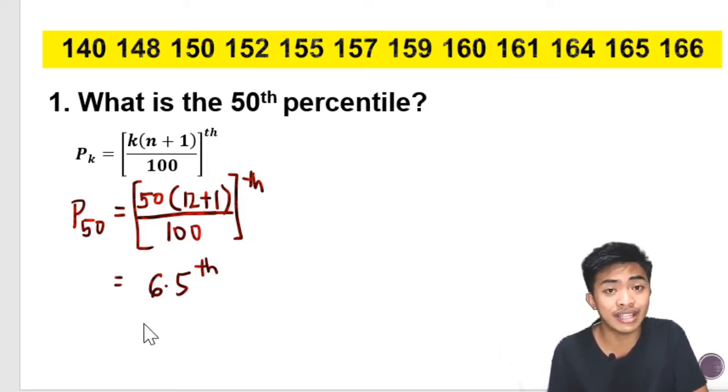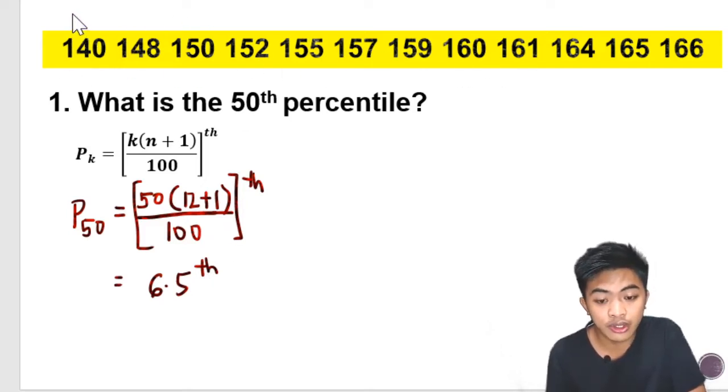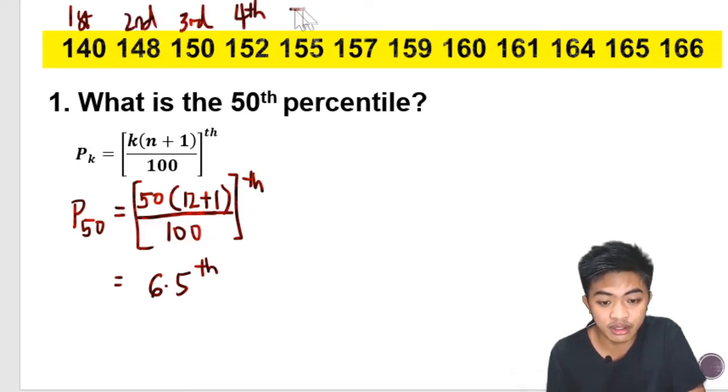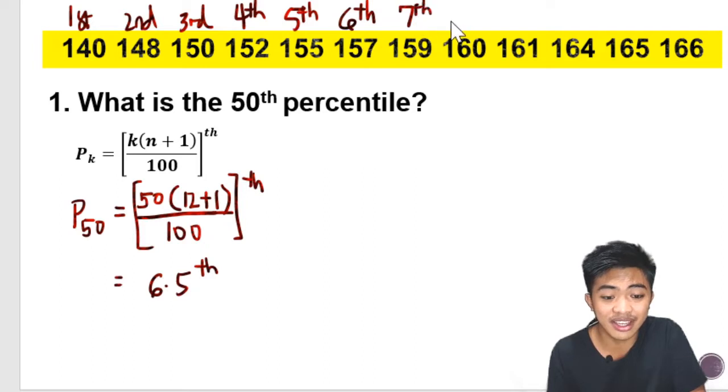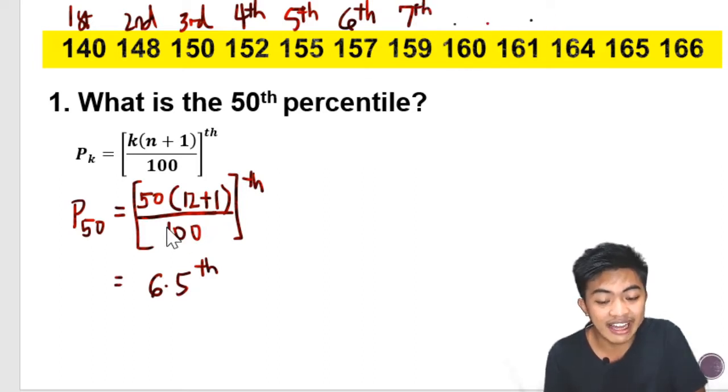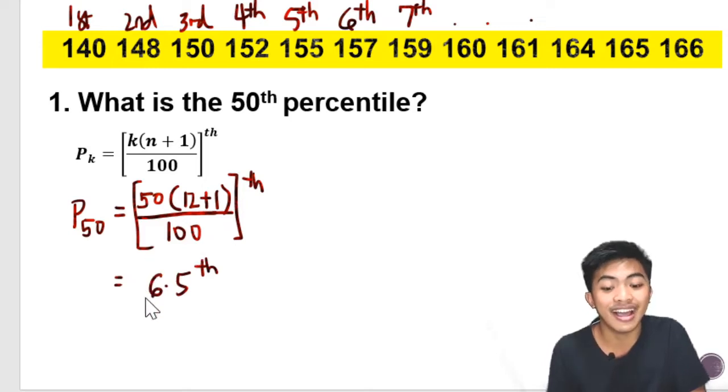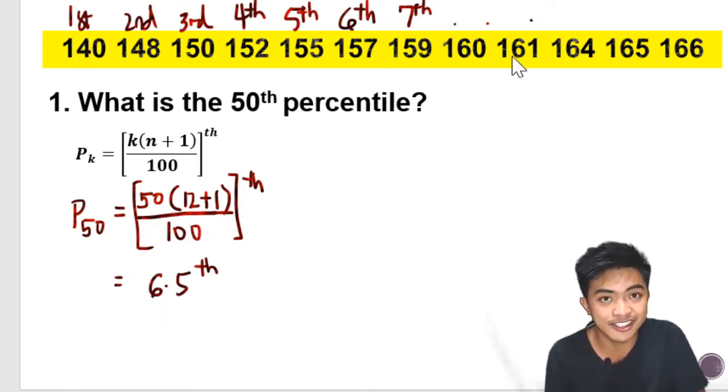Okay, is this the final answer? Well, actually, hindi. So, yung formula na to ay ginagamit lang natin para malaman natin yung position ng 50th percentile. So, yung 50th percentile daw ay yung 6.5th number sa dataset na to. Now, if we're going to look at the dataset, this is the first number. This is the second. This is the third one, fourth, fifth, sixth, seventh, and so on. Okay? Ang kailangan natin na number or yung 50th percentile ay yung 6.5th number sa ating dataset. So yung P sa 50 na to ay a number in between the 6th and 7th number.